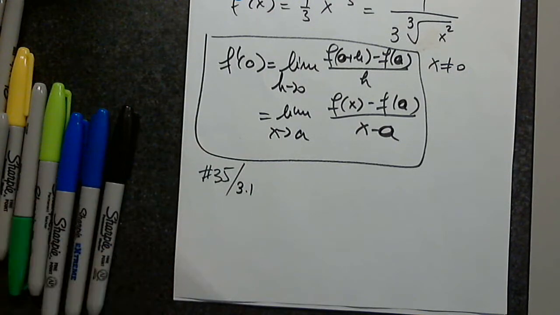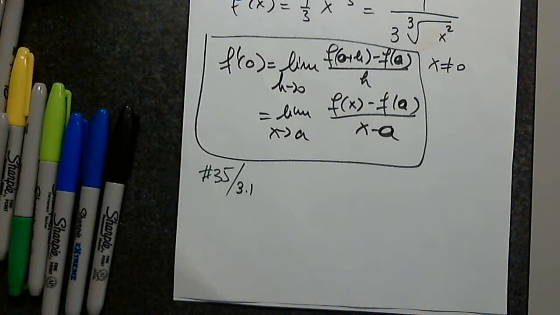35 and 3.1. That's good enough. So let's take a look. Oh, sorry, that's in 3.3. Oh, that's okay. No problem. I can turn pages. So in 3.3, we look at 35.